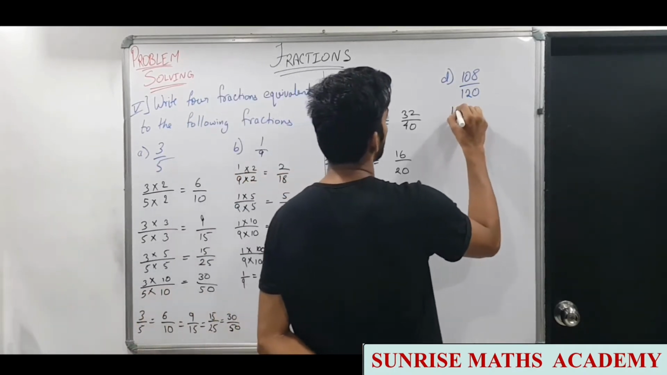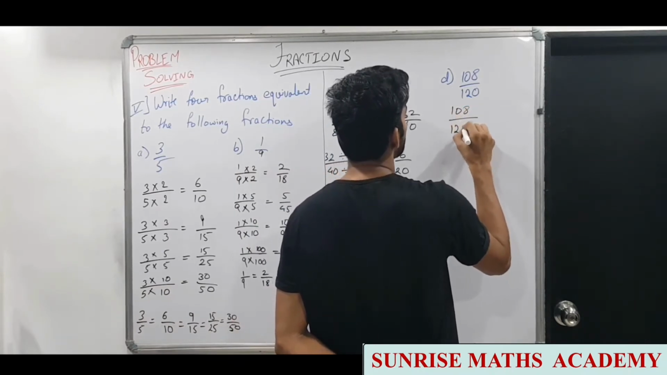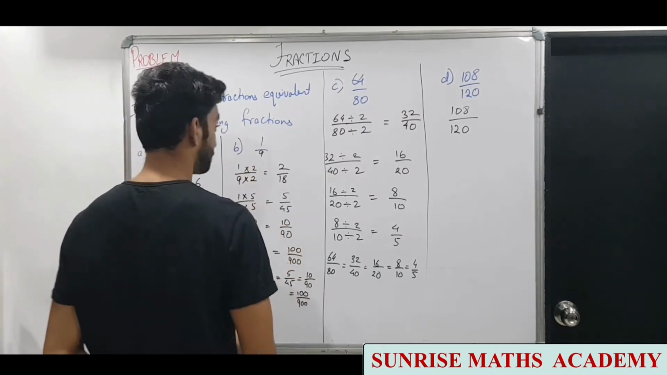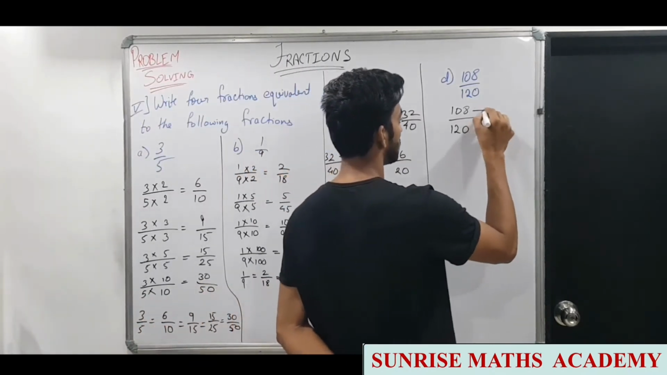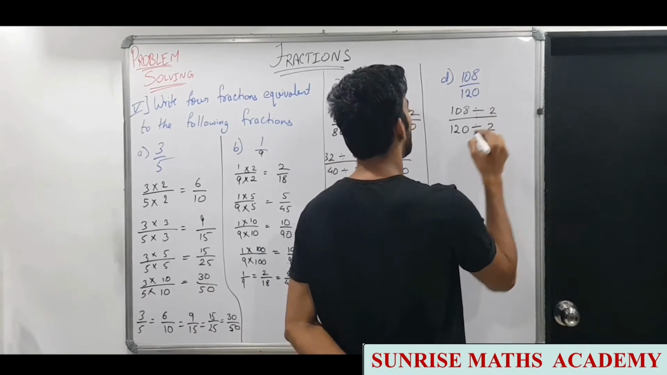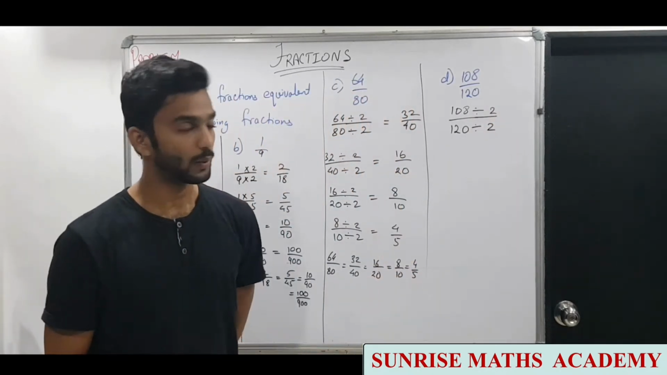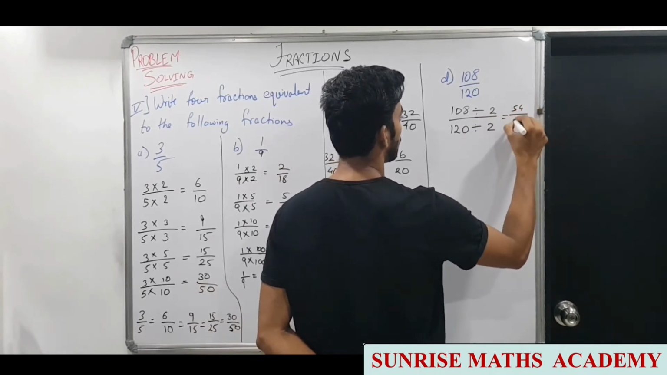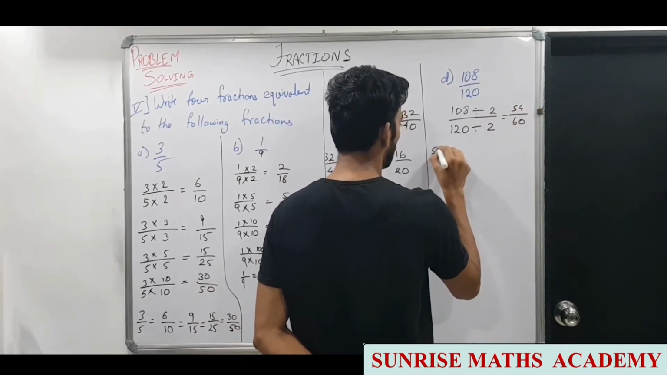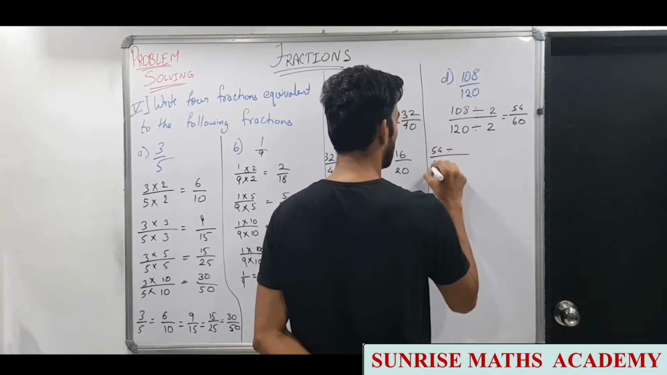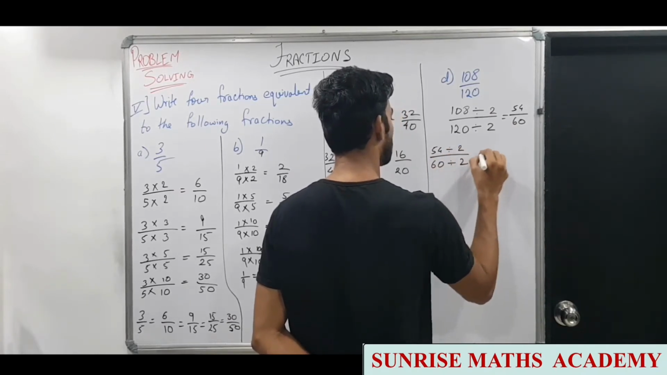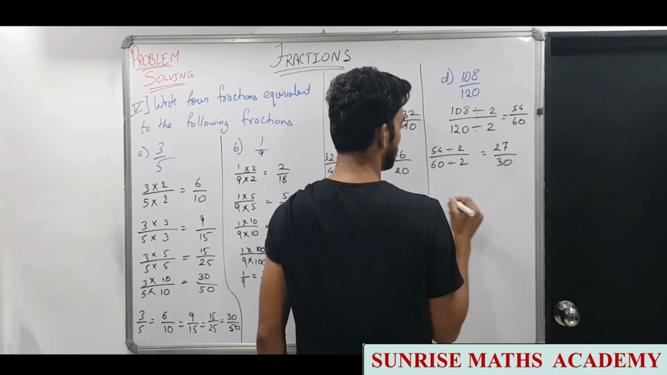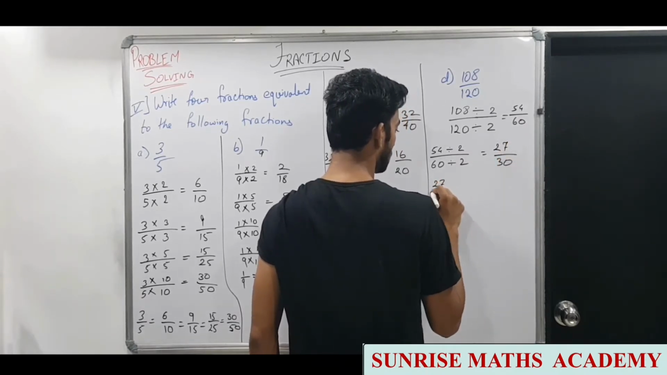Next fraction is again not in the simplest form, so we can divide this also by 2. If it is divisible by some other number, we can divide it. So after dividing, we get 54 upon 60. 54 upon 60 can be divided by 2 again, so we get 27 upon 30.